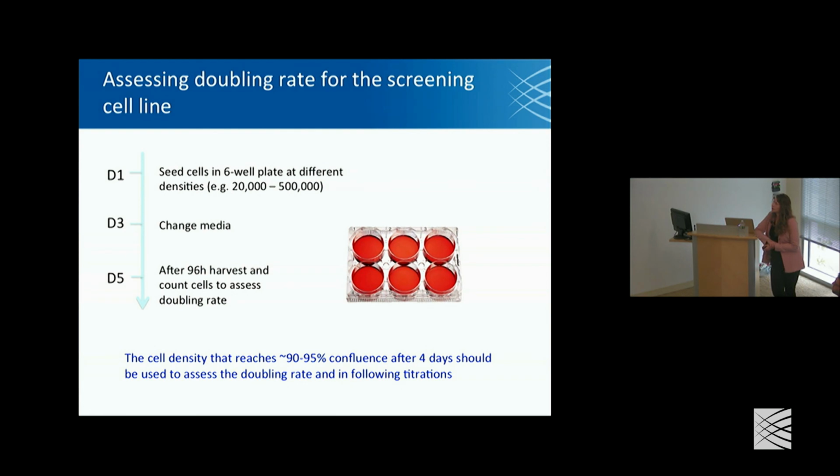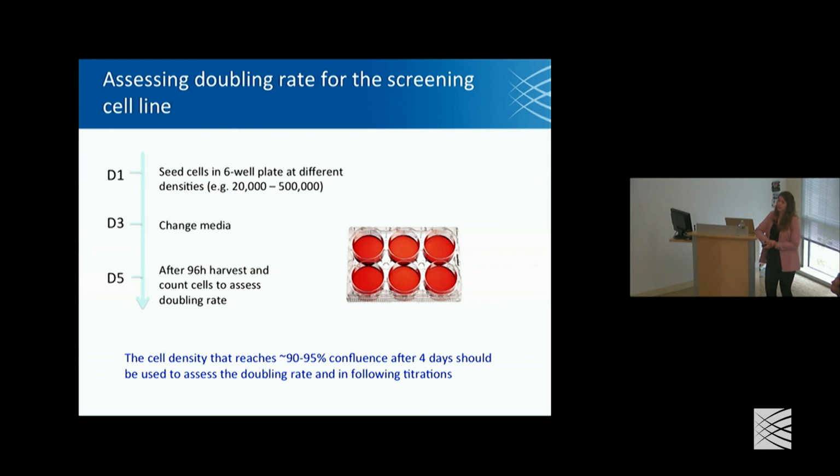To assess the doubling rate for your cell line, you're going to want to seed cells in a 6-well plate at different densities. Day 3, you're going to want to change media, and after 96 hours post-seeding, you're going to want to count the cells to assess the doubling rate. And as a general rule, you're going to want to use the cell density that reaches 90 to 95% confluence after the 96 hours to assess your doubling rate and use as your seeding density in the following assays.